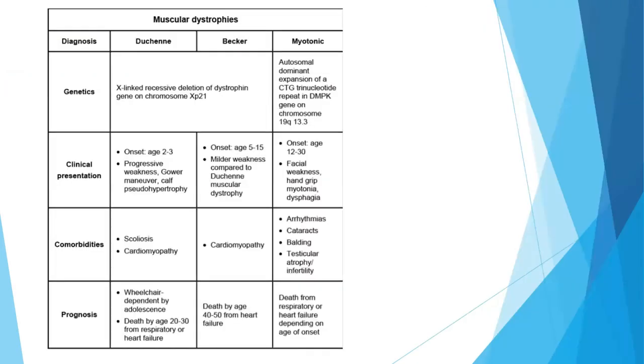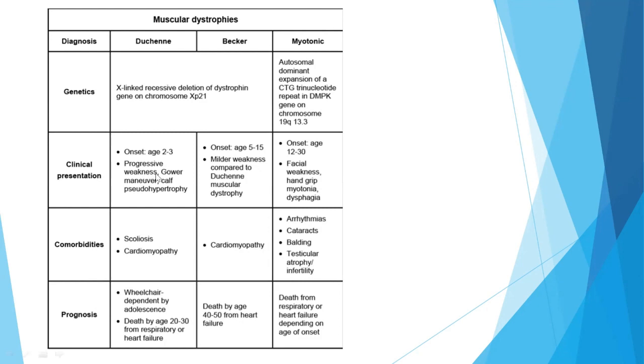So let's summarize all the muscular dystrophies: Duchenne, Becker, and myotonic dystrophy. Duchenne and Becker are due to X-linked recessive deletion of the dystrophin gene on chromosome Xp21, whereas myotonic dystrophy is an autosomal dominant expansion of a CTG trinucleotide repeat in the DMPK gene on chromosome 19. Now, the clinical presentation: the onset of Duchenne is 2 to 3 years, whereas Becker is 5 to 15 years, and myotonic is 12 to 30 years.